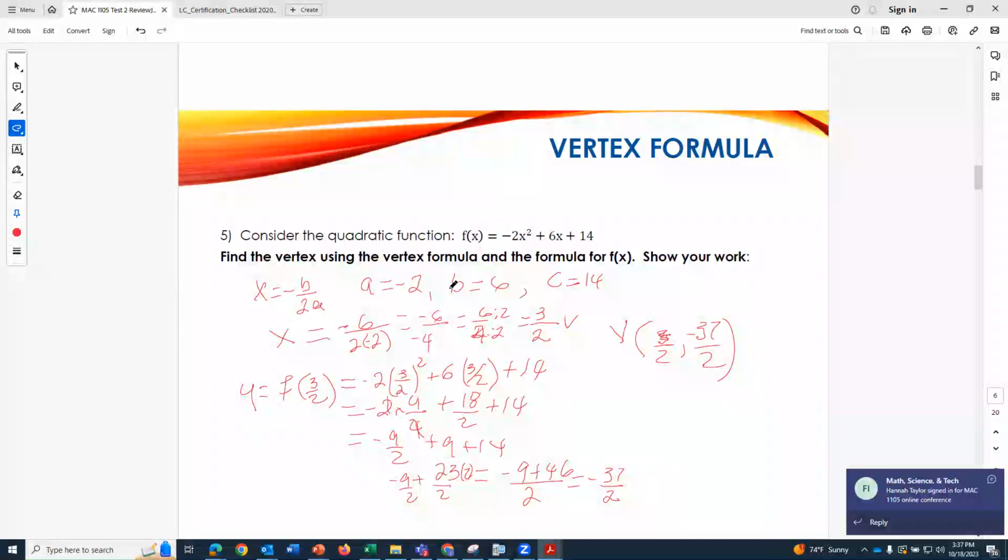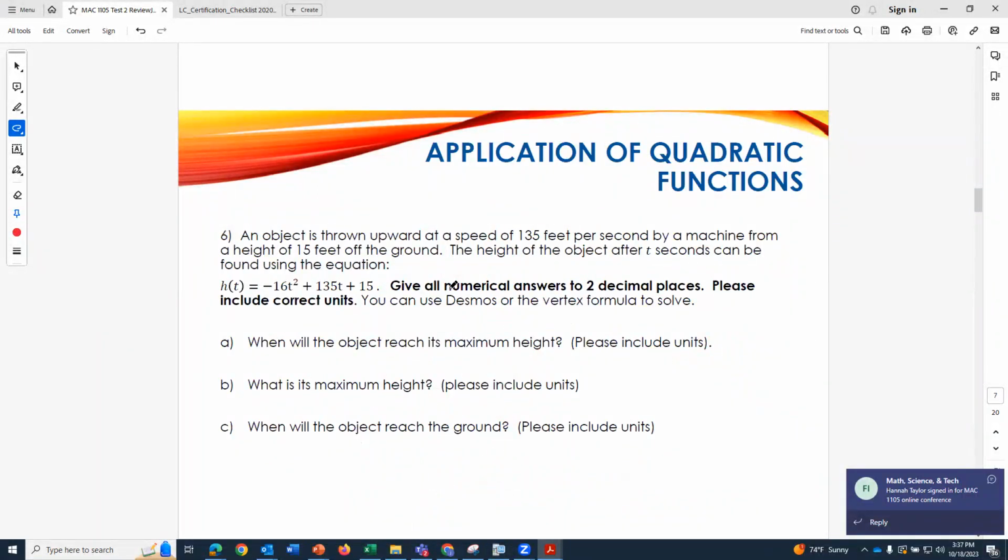The next one, they say an object is thrown upward at a speed of 135 feet per second by a machine from a height of 15 feet off the ground. The height of the object after t seconds can be found using the equation h of t equals negative 16 t squared plus 135t plus 15. When will the object reach the maximum height?